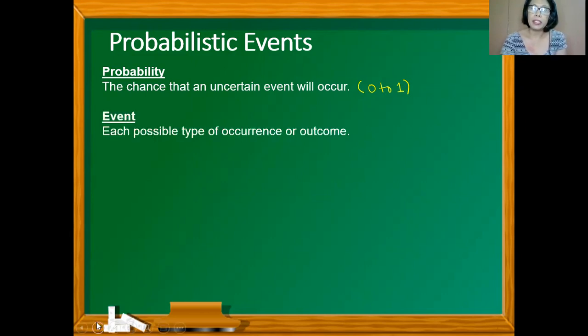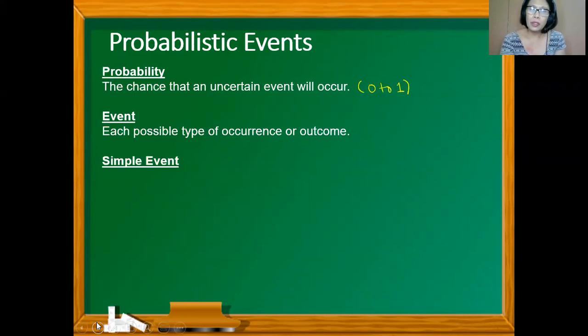Event in probability is described as each possible type of occurrence or outcome. For instance, if we are dealing with a standard deck of cards, there are 52 cards. So each card there is considered an event. Another is when you toss a fair coin. So each outcome from a fair coin is considered an event.